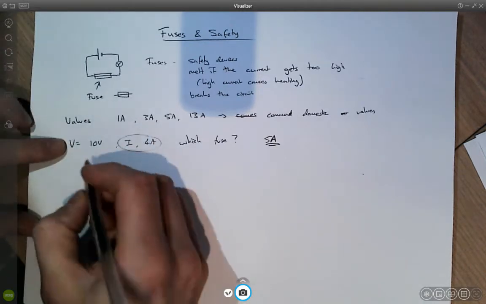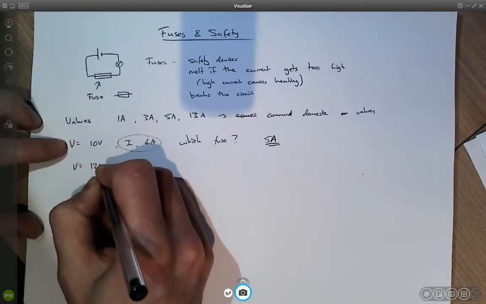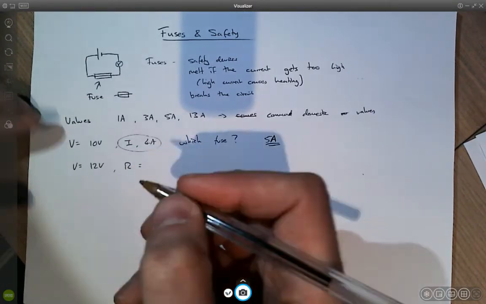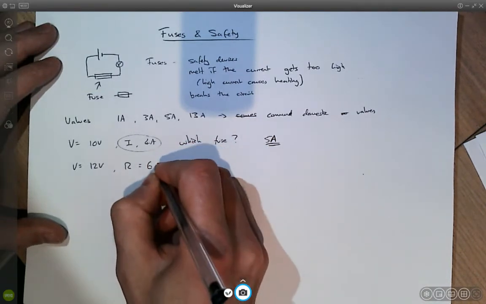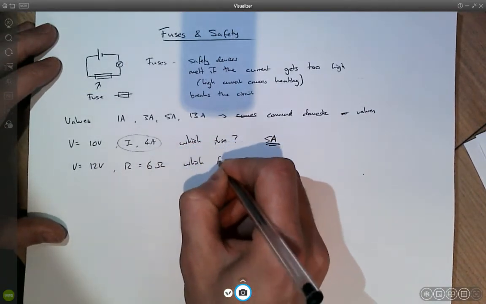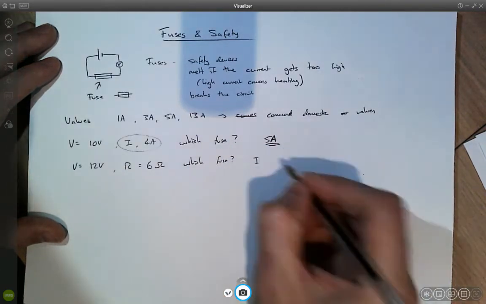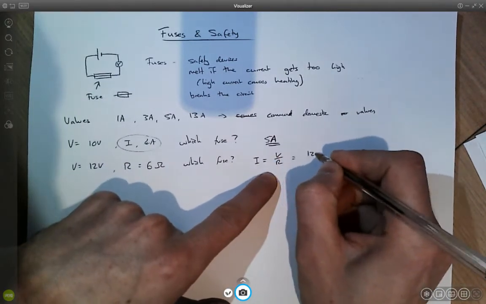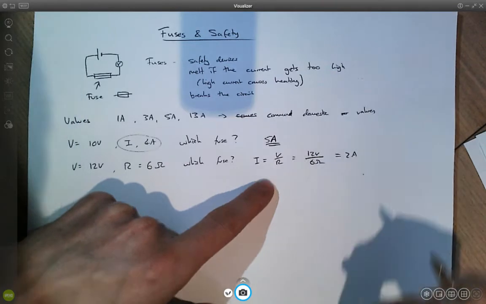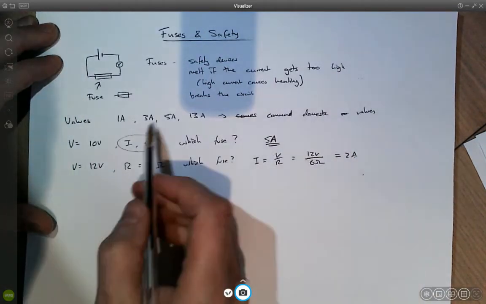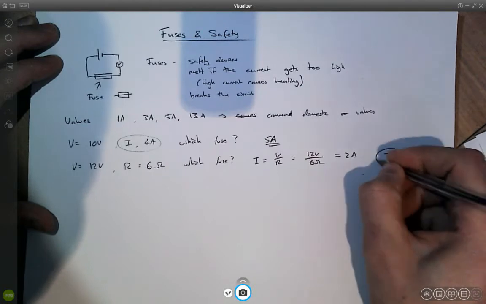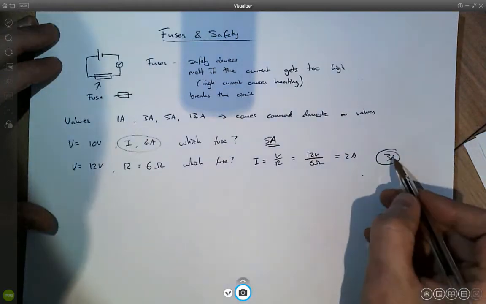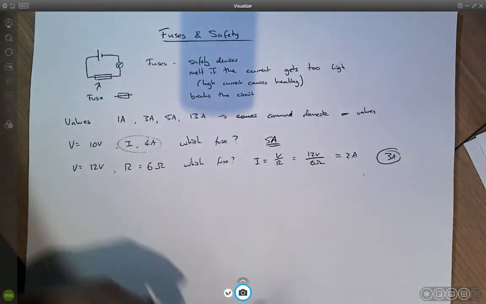Usually they wouldn't give you something quite this simple. It would be something like, I know the voltage is 12 volts and the resistance is 6 ohms, which fuse? So now there's a 2-step problem. They first need to work out the current from V over R, so 12 volts over 6 ohms, which would be 2 amps. And then they can look at what's the next biggest fuse. The next biggest fuse would be 3 amps. So again, it provides enough capacity for current to flow, but it's not so high that a dangerous current could flow and cause a problem.